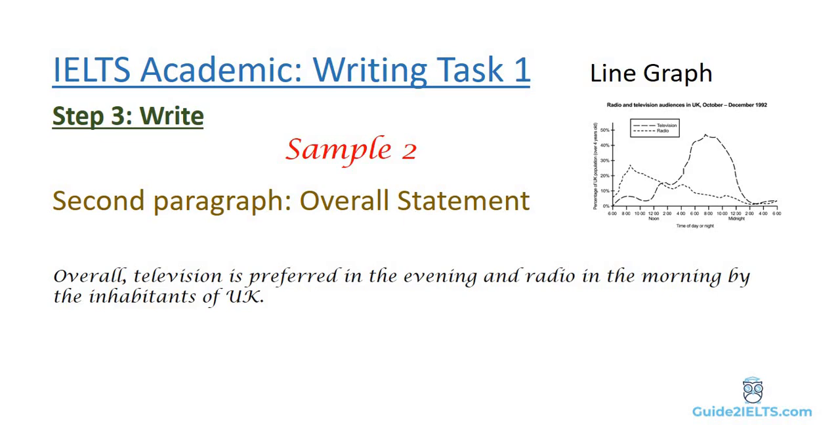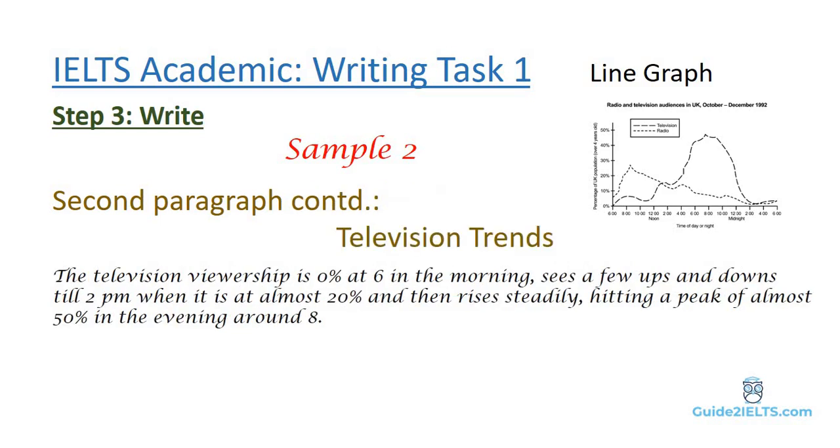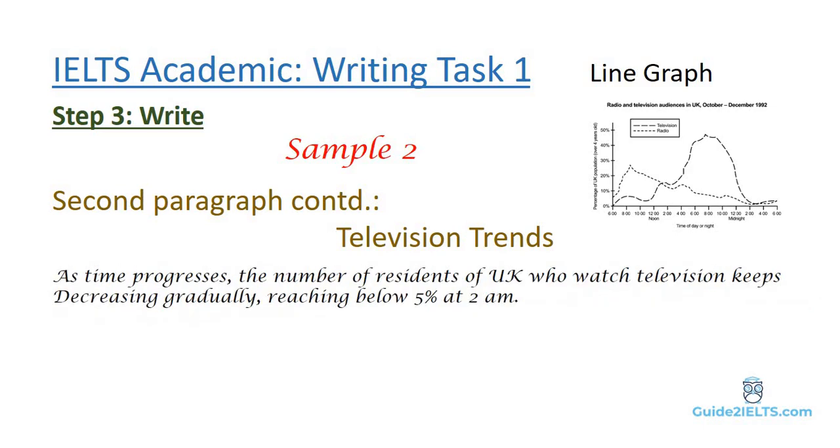Next, an overall statement. Overall, television is preferred in the evening and radio in the morning by the inhabitants of UK. In the first sample, we wrote about the highest figures first, then about the lowest, and then about the features we got from comparing the two. Here we'll write about television trends first and the radio trends next. The television viewership is 0% at 6 in the morning, sees a few ups and downs till 2 p.m. when it is at almost 20% and then rises steadily, hitting a peak of almost 50% in the evening around 8.